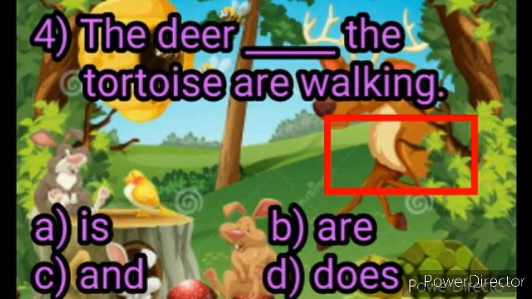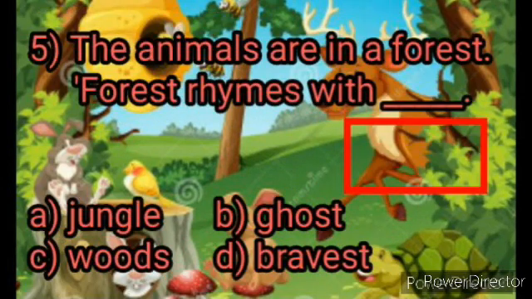The deer dash the tortoise are walking. Option A is, option B are, option C and, option D does. What will be the correct answer? C. Tick the correct answer and write it in the given box.